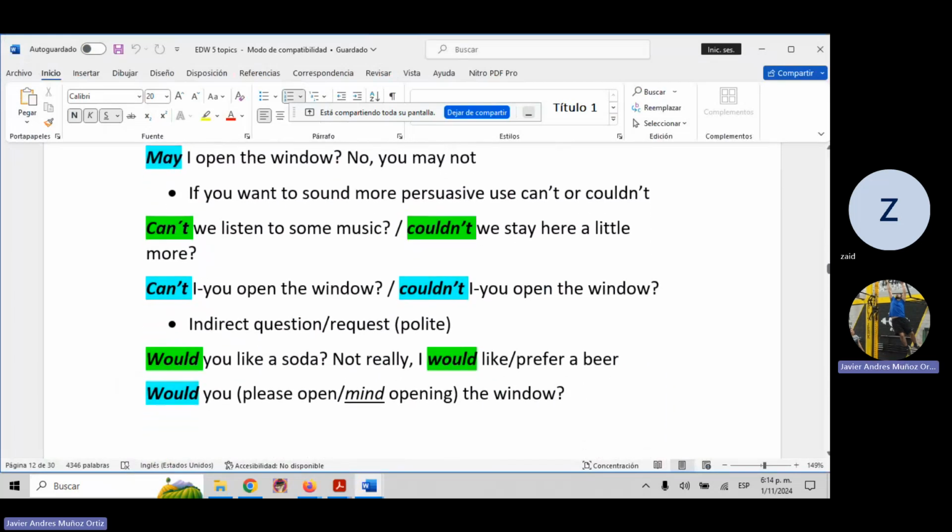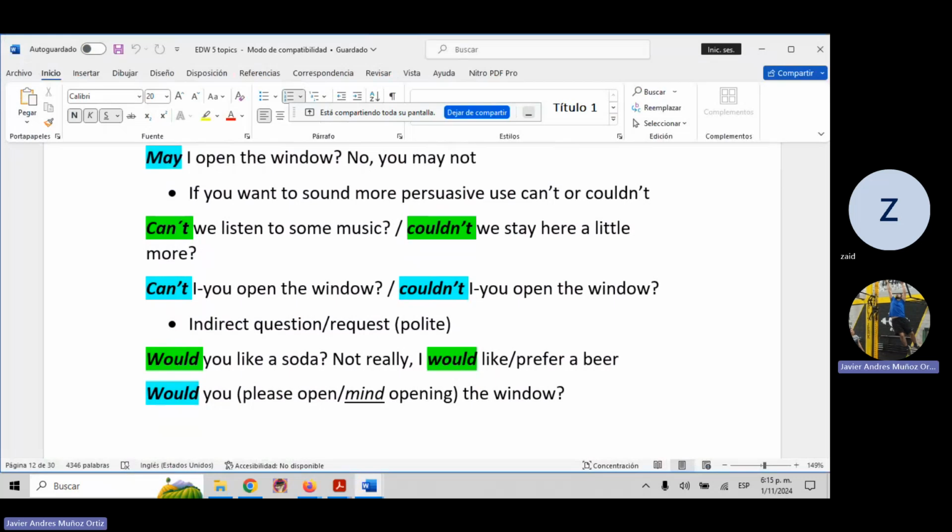However, this is one way to mention the difference between these three modal verbs. But we can also mention something else. If we want to sound a little more persuasive, right, we could ask with the word not, using couldn't or can't. Once again, can't is for a more informal situation, and couldn't for a more open, a more neutral, a polite situation. For example, can't we please listen to some music? Right? Can we listen to some music, please? It's better to study with some music, right? Or couldn't we stay here a little more, right? Couldn't is a little more formal, right? But in both cases, we are being very persuasive.